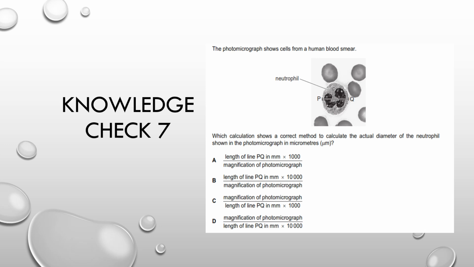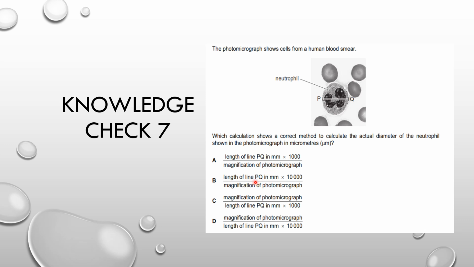All right, check this out, don't waste time here. Same thing: the photomicrograph shows cells from a human blood smear. Which calculation shows a correct method to calculate the actual diameter of the neutrophil shown? What do you do? Measure P and Q, right? A says length of line PQ in millimeters, then multiply by 1,000, and then divide by magnification. That's how you get the actual, because actual is image over magnification. So that's what you do.